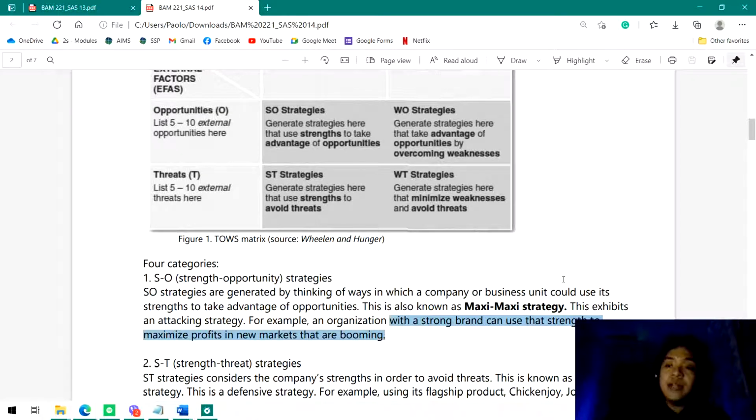So, ang sinasabi dito, an example is market penetration. You can now do a market penetration kasi you are utilizing your strength na malakas ang brand mo. Kaya mo ngayon sumubok na i-venture out or i-penetrate ang bagong market in order to maximize profits. So that is an example of Maxi-Maxi Strategy or SO strategies.